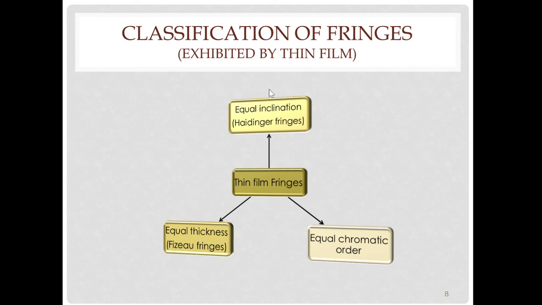So you should remember, for Haidinger fringes, mu t, the optical path, will be constant. For equal thickness, in the case of Fizeau fringes, r and lambda will be constant. And for equal chromatic order fringes, mu t and r will be constant, and each fringe corresponds to a particular wavelength. So that's all for today.